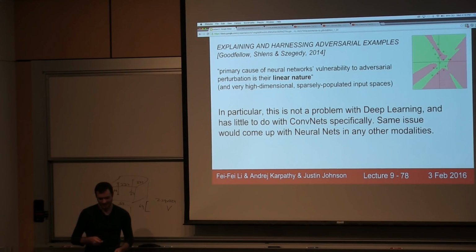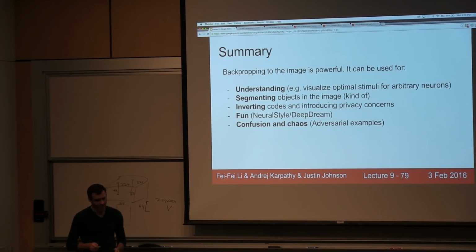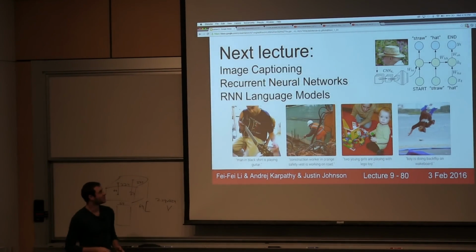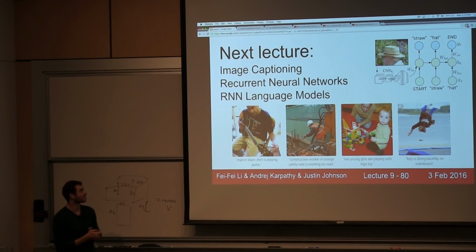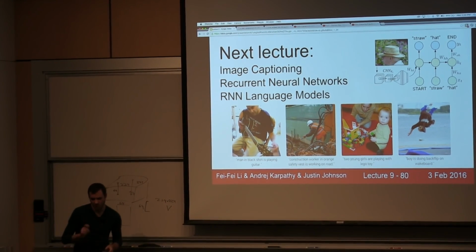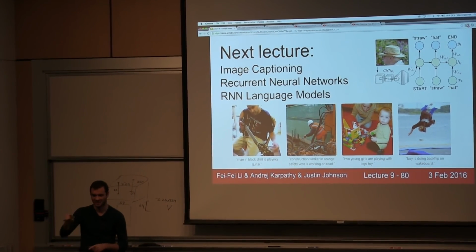Yeah. Anyway, since it's 4:19, I'd just like to summarize that backpropping to the image is a very powerful technique, and we saw many ways that this can be used for understanding, for segmenting, for inverting, for fun, and for confusion and chaos, definitely as well. Next lecture, we're going to go into recurrent neural networks, recurrent neural network language models, and image captioning and stuff like that, so that should be fun. It is 4:20, so I'll end the lecture here.